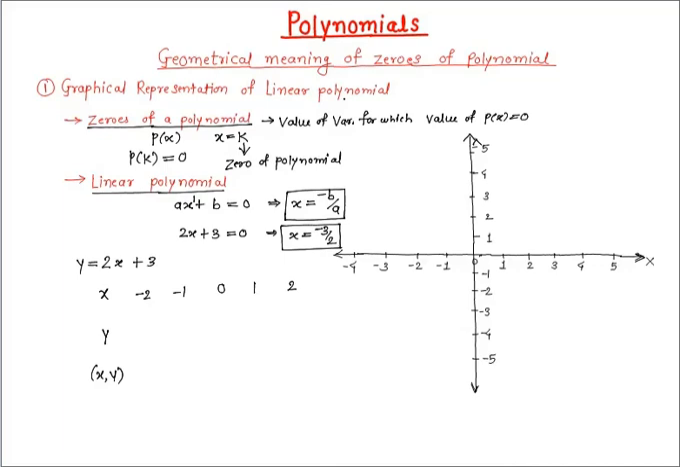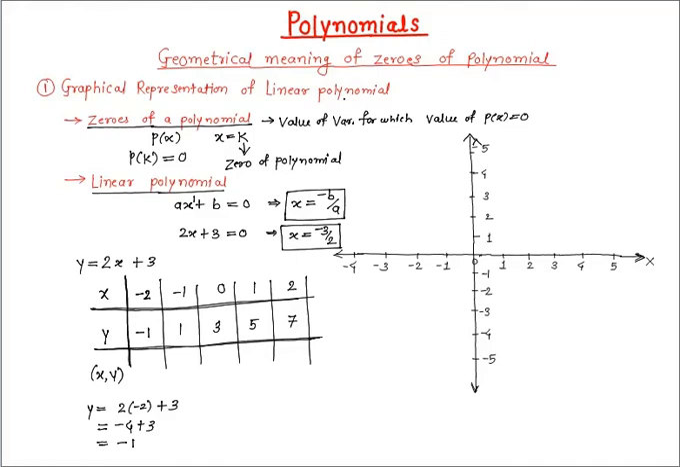How we find it? Just put the values of these x into this polynomial and we get the values of y. So let's take first value, that is x equals to minus 2. Just put this value in polynomial. What we get, y equals to minus 4 plus 3, that is minus 1. Write the value here at y. So at x equals to minus 2, we get y as minus 1. Similarly, find all the values of y at these particular values of x.